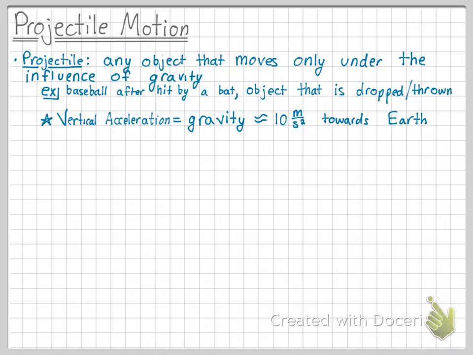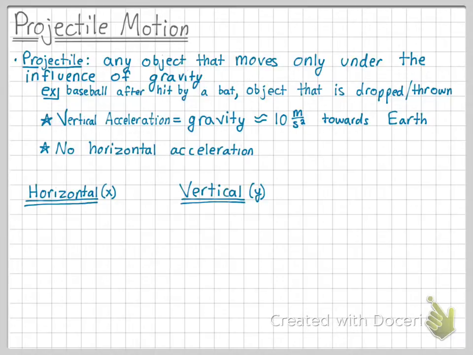Whenever we talk about projectile motion, we always have to break the motion into x and y components. We know that the vertical acceleration, also known as the acceleration in the y direction, is gravity, which is approximately 10 meters per second squared and points towards Earth. In the horizontal direction, also known as the x direction, there's no acceleration since there are no forces acting in the horizontal direction. So let's look at our motion equations in the horizontal and vertical direction.